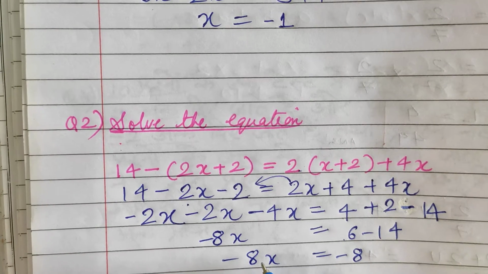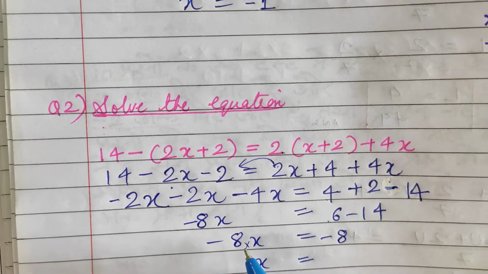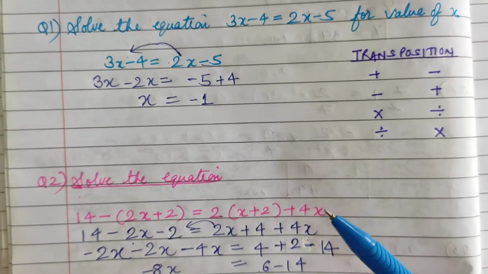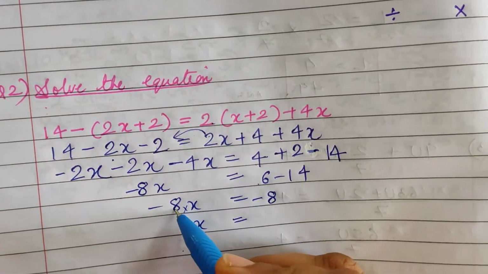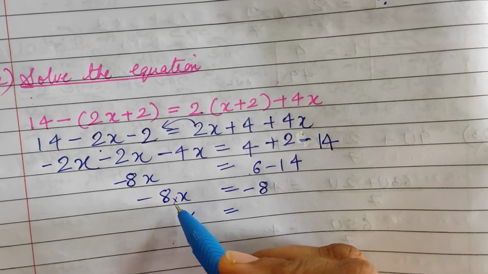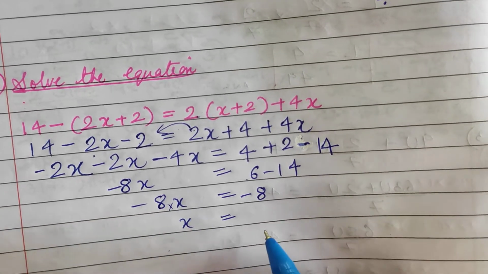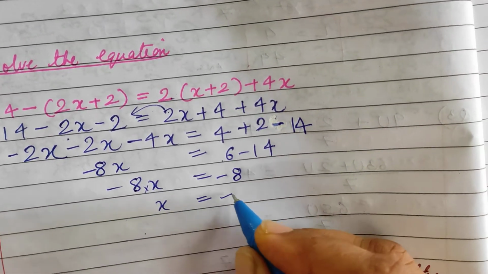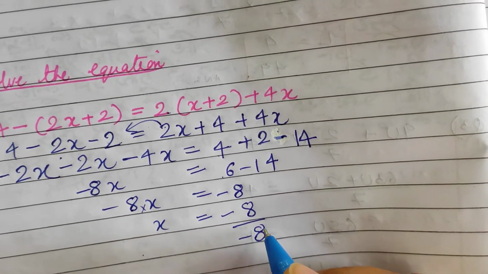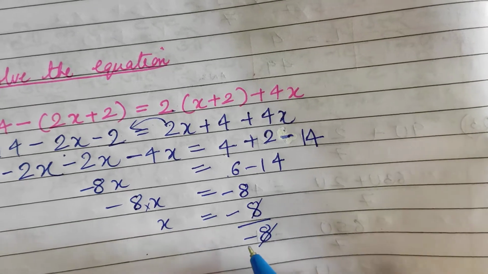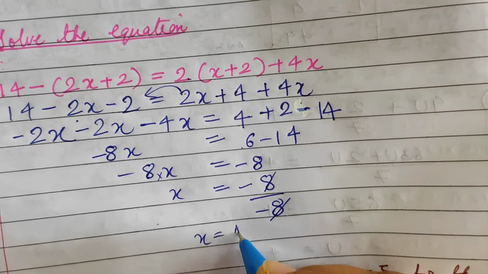Now here, in between 8 and x, it means 8 multiplied by x. So according to the rule of transposition, multiplication changes into division. So the number which is with the sign of multiplication will come to division. So minus 8 divided by minus 8. So this will get cancelled. So x is equal to 1.